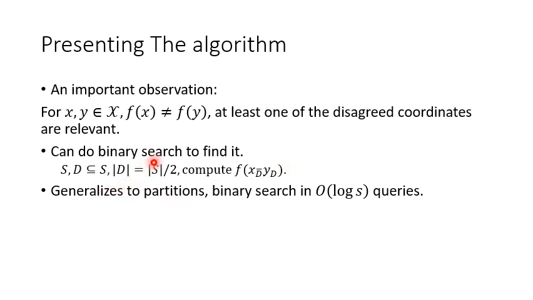Now, this binary search will also generalize to partitions. If we take the coordinates and partition them into sets, then we can also find a partition that contains a disagreed coordinate. It is a very simple generalization. And then, because we are working on partitions, on sets of coordinates and not on the coordinates themselves, the number of queries will be O of log s, not O of log n, in the binary search.